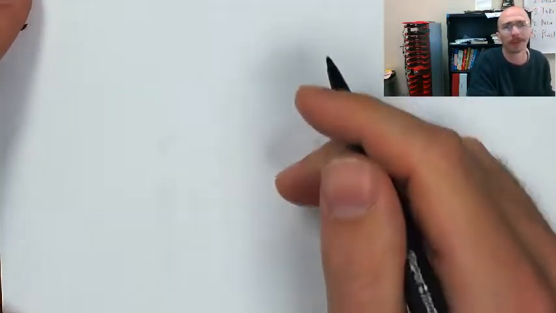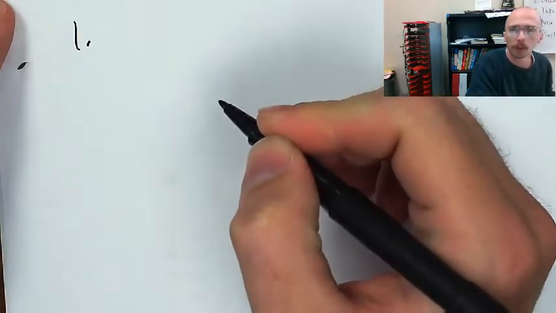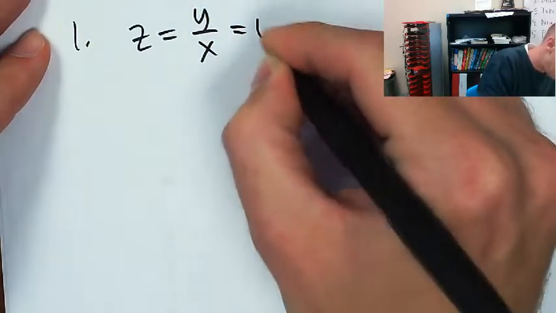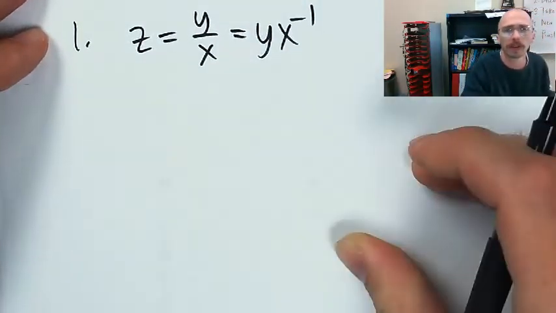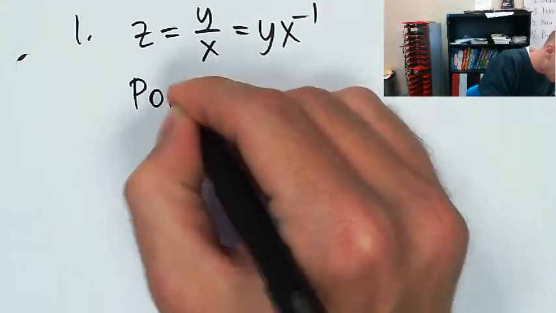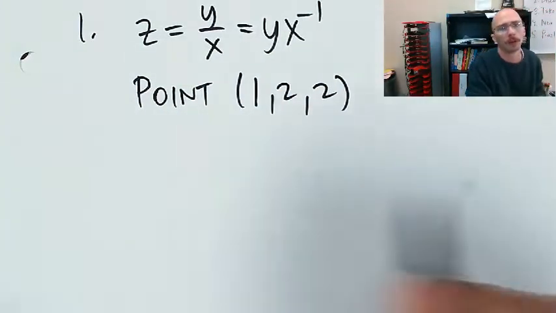This is only 4 problems, so it's not going to be a super robust set of examples. But okay, number one is find the tangent plane and normal line to z equals y over x, which I'm going to write as y times x to the negative 1, because I find that a little easier to work with, at the point 1, 2, 2. All right, so I've got my point.